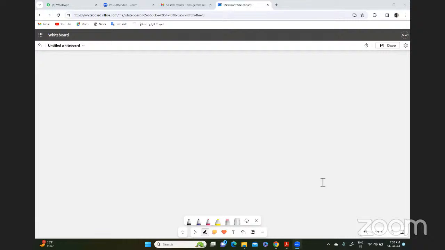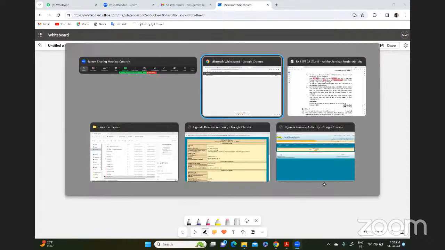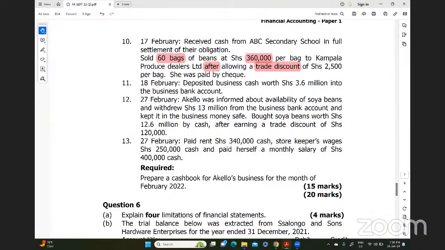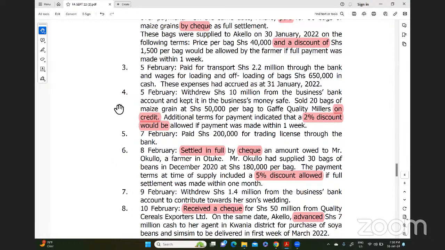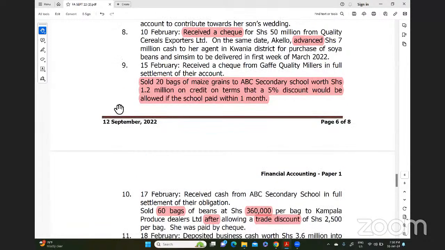For example, let me use one of the transactions that we had here. Let me use this one of the secondary school. Sold 20 bags of maize grains to ABC secondary school worth 1.2 million on credit, on terms that 5% discount would be allowed if the school paid within 1 month. Now, for double entry, that is a transaction and it has to be recorded. Are we together? In accounting, we have to record it.